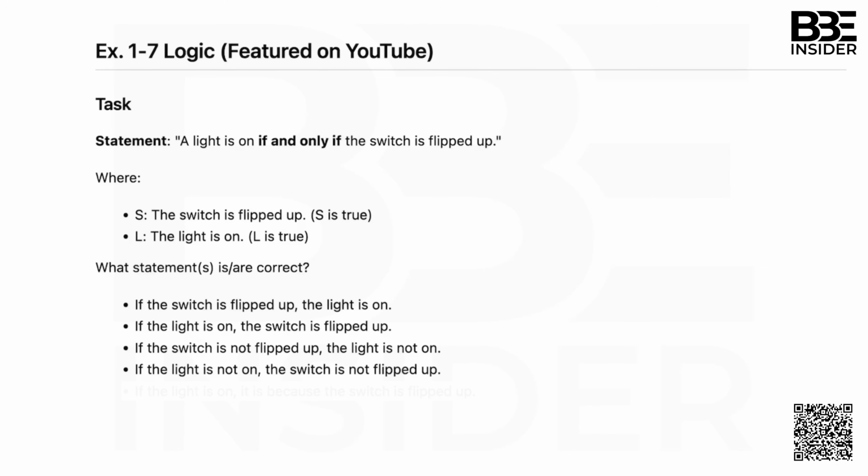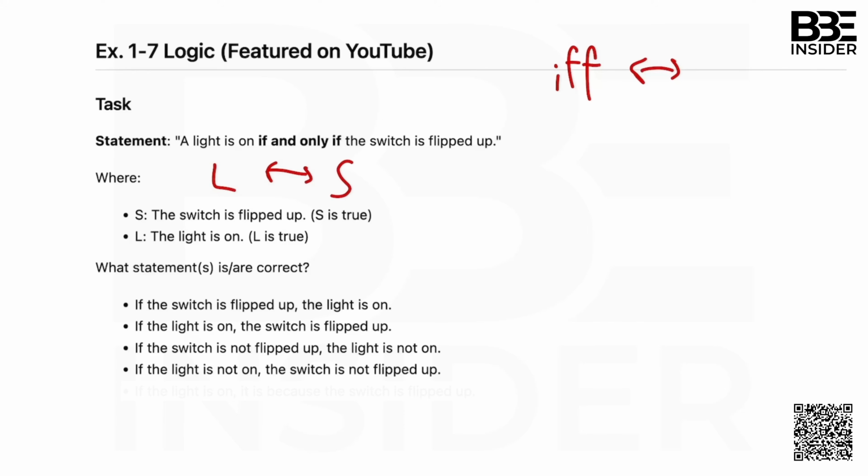This example deals with the if and only if operator. Before, we called this one "iff" with double F. This operator, as you know, looks like this symbol. Now, let's turn this initial statement into a logical statement with its operands and the logical operator. A light, denoted by L, is on if and only if the switch is flipped up.